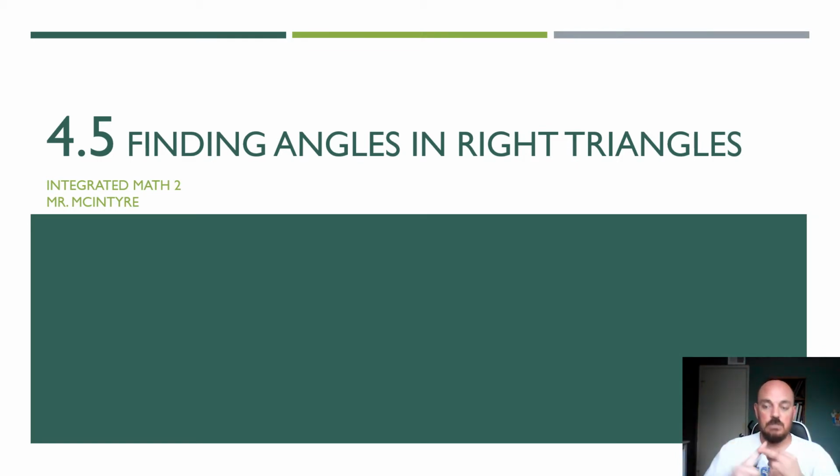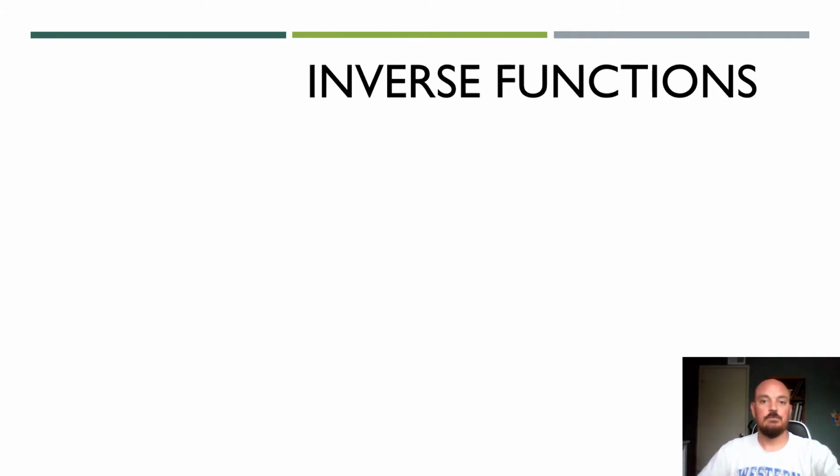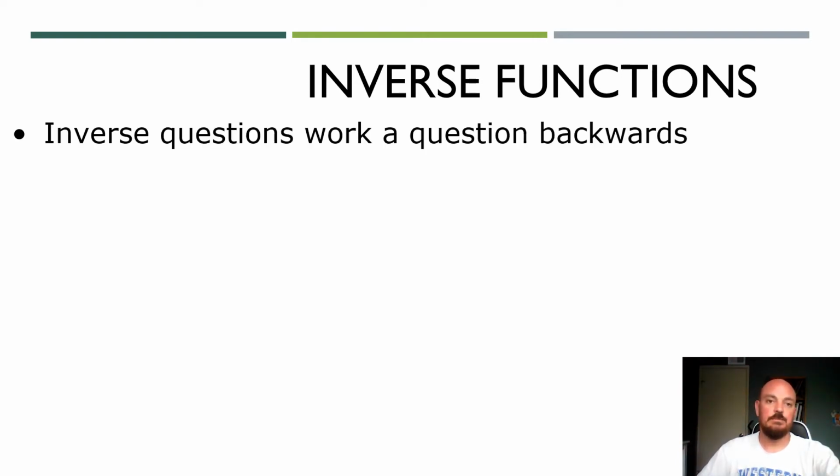We know how to use SOHCAHTOA. We know how to use SOHCAHTOA to find a missing side. That's what we did in part 2. The last step is, let's say we want to find an angle in a triangle. And to do that, we're going to need the inverses. So let's start with that.